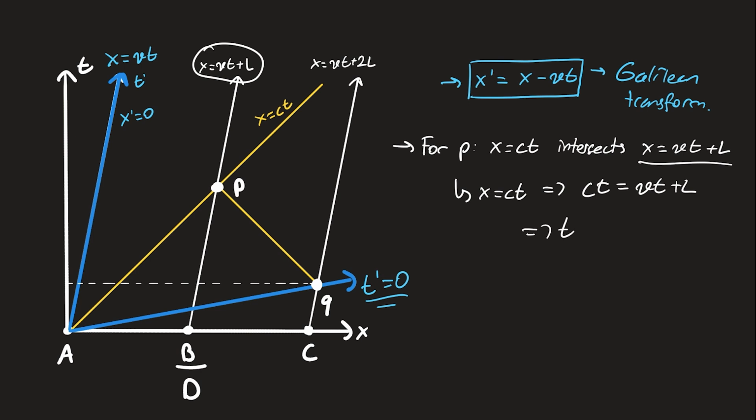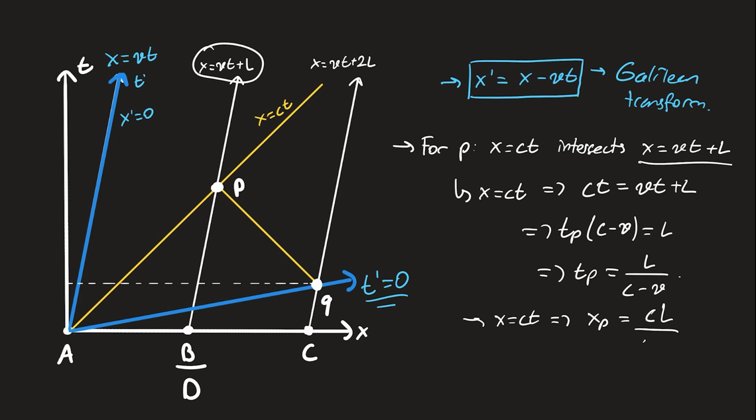We can go ahead and call it Tp, and if we factor the c minus v, it is equal to L. So Tp is equal to L over c minus v. Well, we know what Tp is. Now we can write it into x equals ct, and we get xp is equal to this just multiplied by c. That's cL over c minus v. Those are the coordinates of the point P.